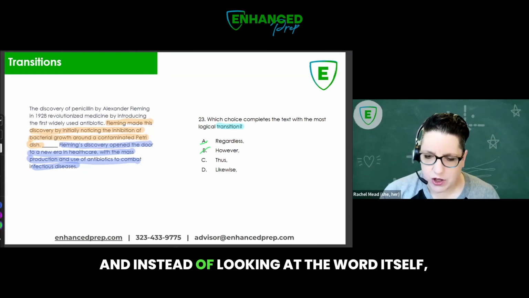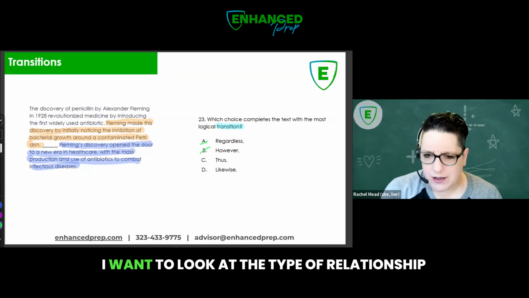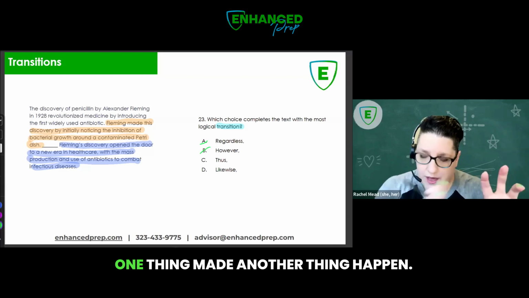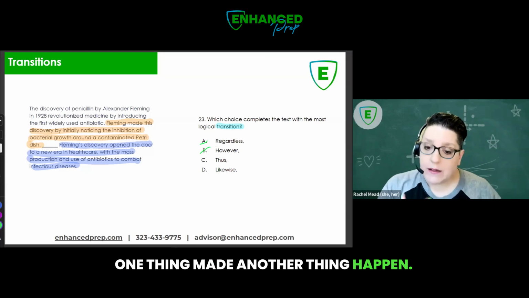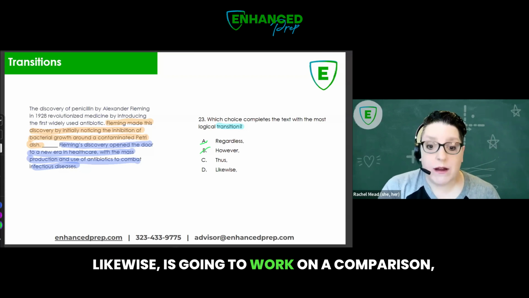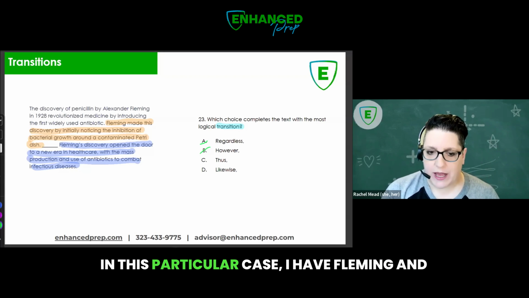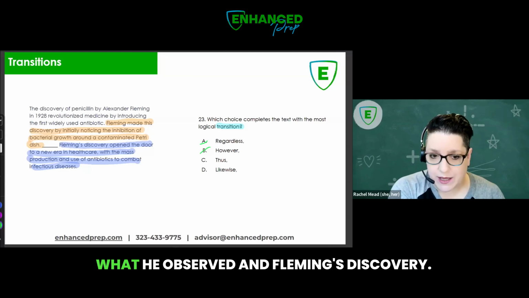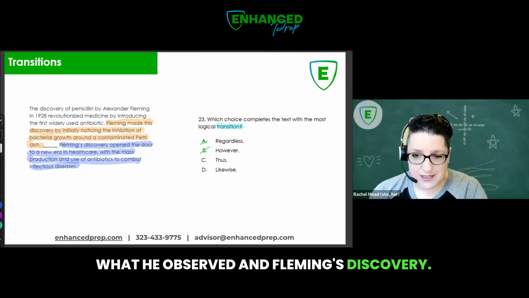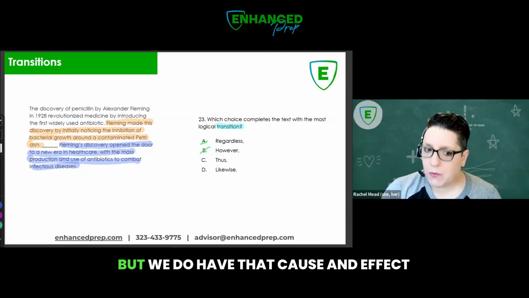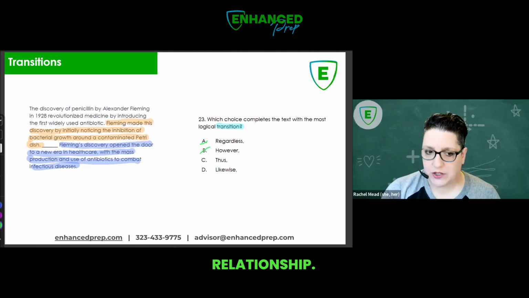And instead of looking at the word itself, I want to look at the type of relationship it has. Thus shows me a cause and effect relationship. One thing made another thing happen. Likewise is going to work on a comparison, something that they have in common. In this particular case, I have Fleming and what he observed and Fleming's discovery. So they're not necessarily the same thing, but we do have that cause and effect relationship.